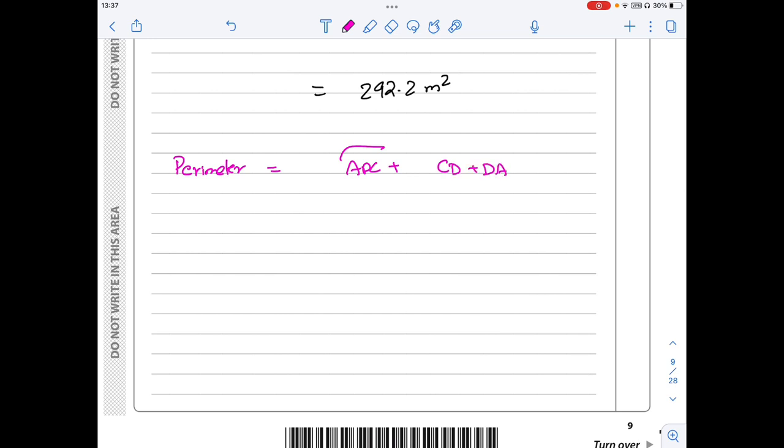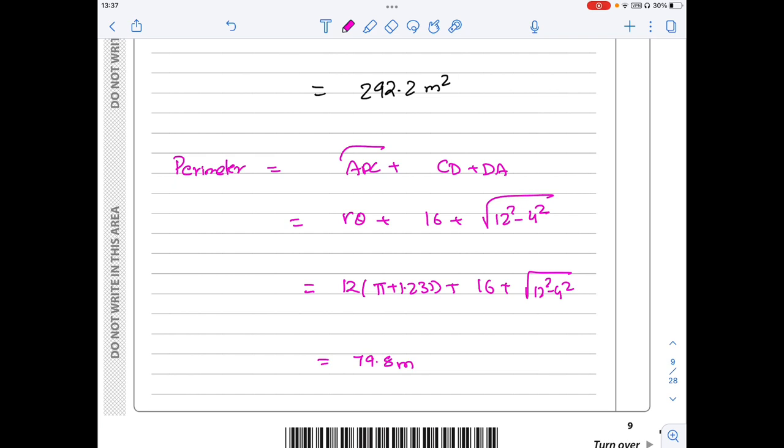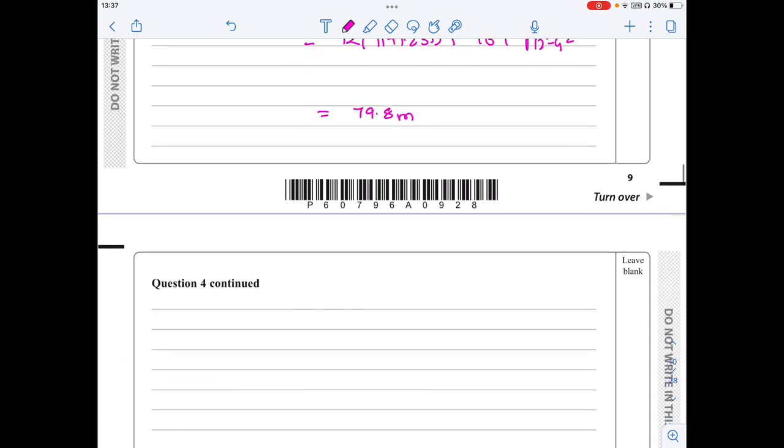Arc APC is nothing but R theta, plus CD is 16. DA is nothing but square root of 12 square minus 4 square. Now R theta: R is nothing but 12 and theta is pi plus 1.231. Take the full calculator display, plus 16, and plus square root of 12 square minus 4 square. Simplify that, directly I am writing the answer, 79.8 meters. That's going to be the answer for question number 4.